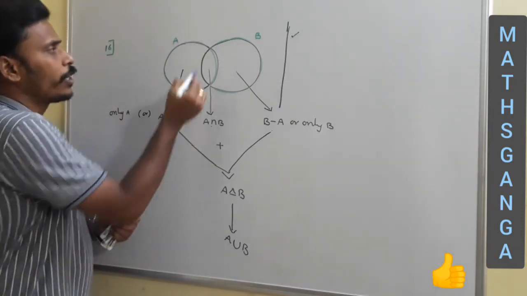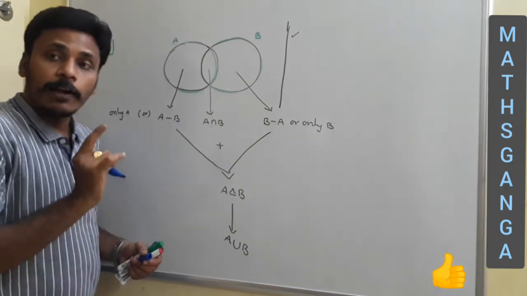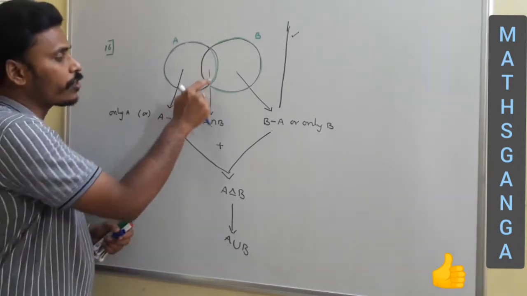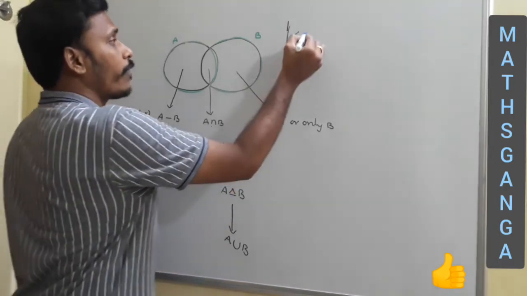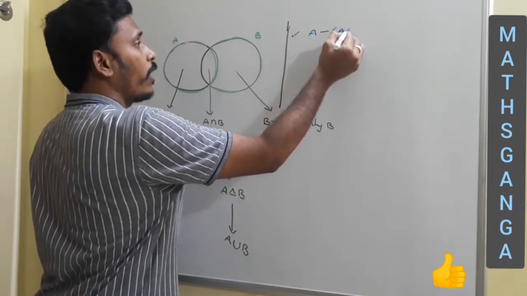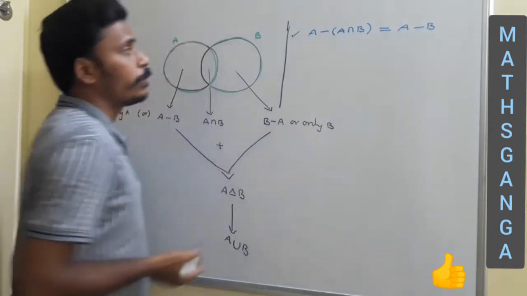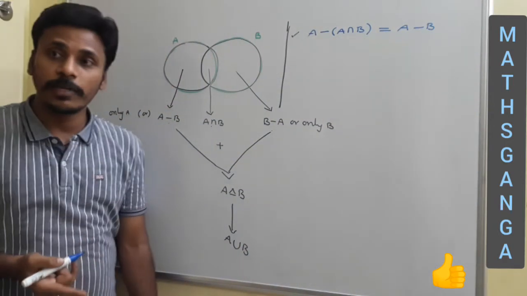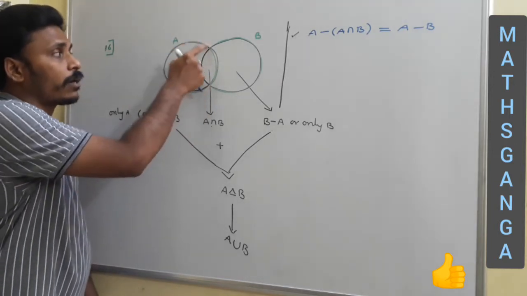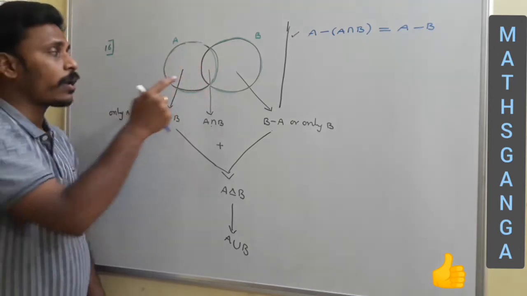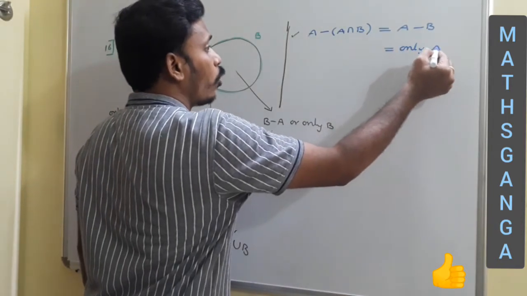Look at the first circle. This first circle is completely A, and if you remove A intersection B from that circle, for sure you will get A minus B. So if anybody asks you, A minus of A intersection B is what? It is A minus B. A minus of A intersection B and A minus B are the same. A is this total circle, A intersection B is this common part, and if you remove this part from the full circle, you get A minus B. And as I mentioned, this A minus B is nothing but only A.